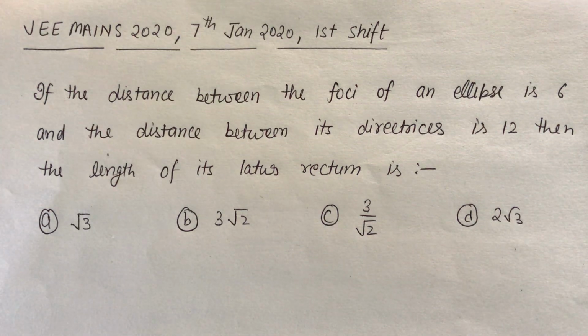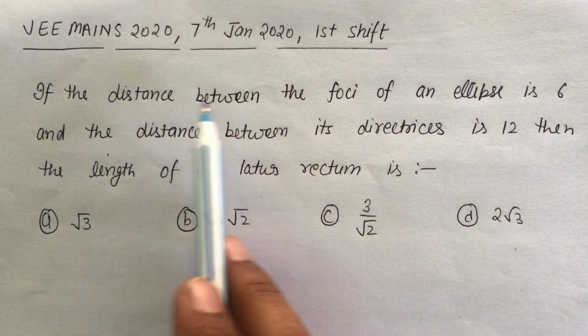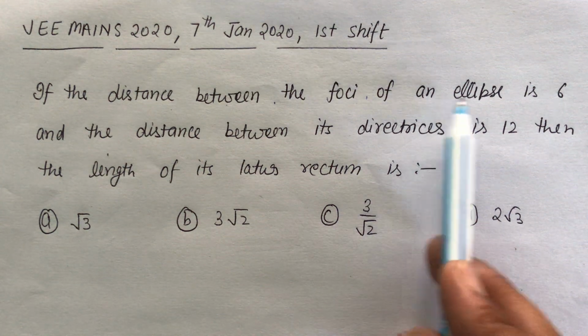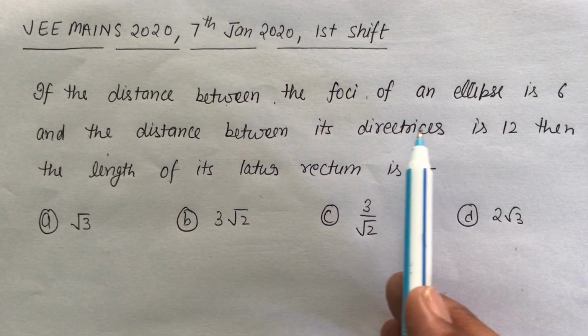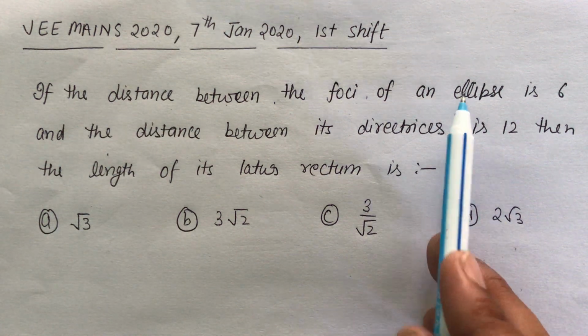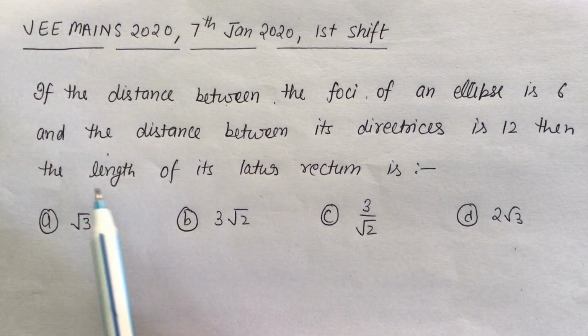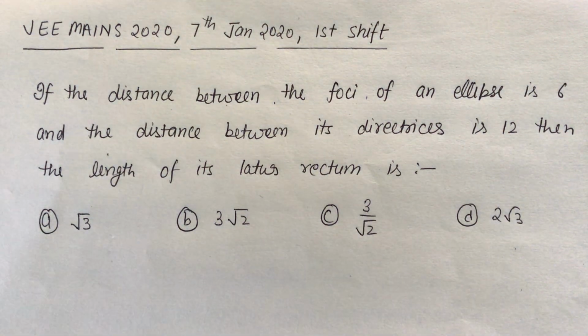Hello dear students, let's see a problem of JEE Mains 2020, 7th January first shift. If the distance between the foci of an ellipse is 6 and the distance between the directrices of the ellipse is 12, then the length of its latus rectum is.